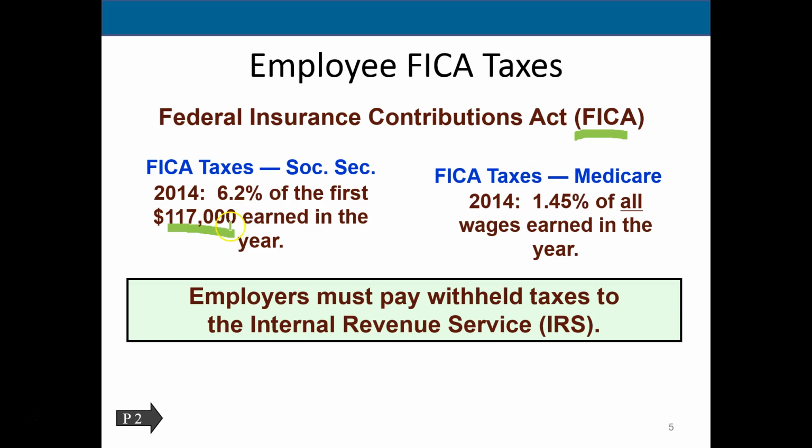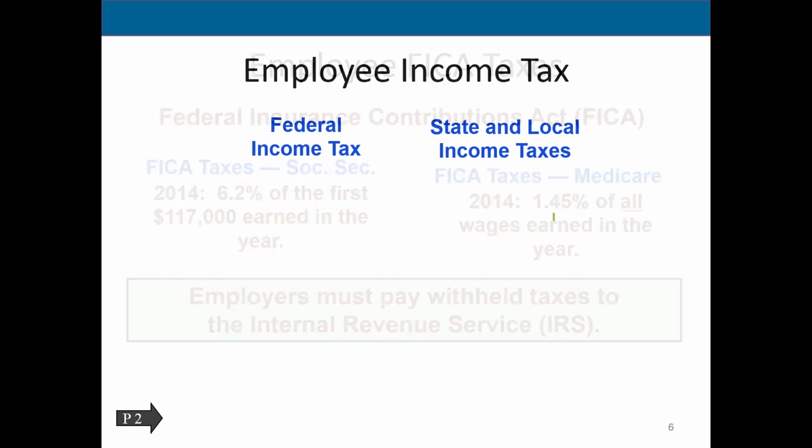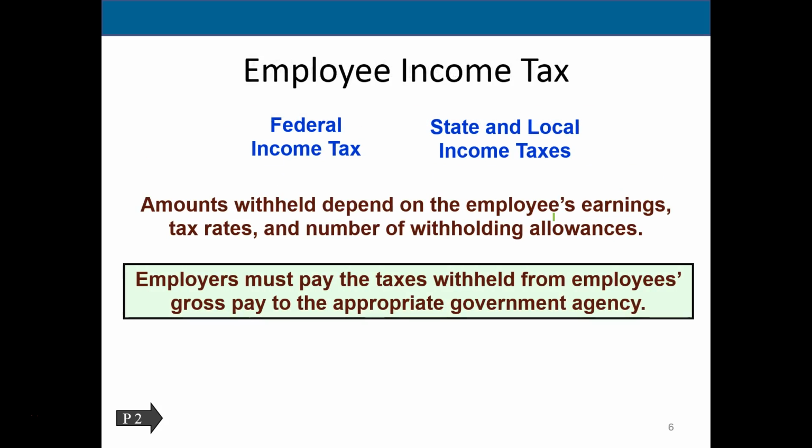Of course, that cap has gone up over time, and it's always a political topic as to if we need to raise taxes. Should we raise the cap on Social Security? And there's also a difference between should we raise the cap on the employer and the employee side. The Medicare doesn't have a cap, and it's 1.45%. So the Medicare, whatever the wages are, we just take 1.45%, and that is that. Employers must pay withheld taxes to the Internal Revenue Service. So employee income taxes, we have the federal income tax and the state income taxes.